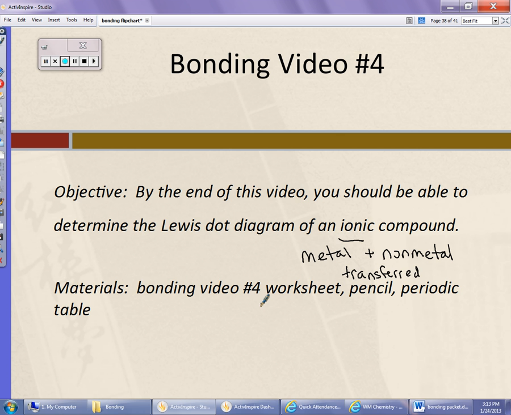To do your work, you want to have your bonding video number 4 worksheet available. You're going to need a pencil to write down the information because you will be turning this in, and you'll probably want to have your periodic table available so you know how many electrons are available.